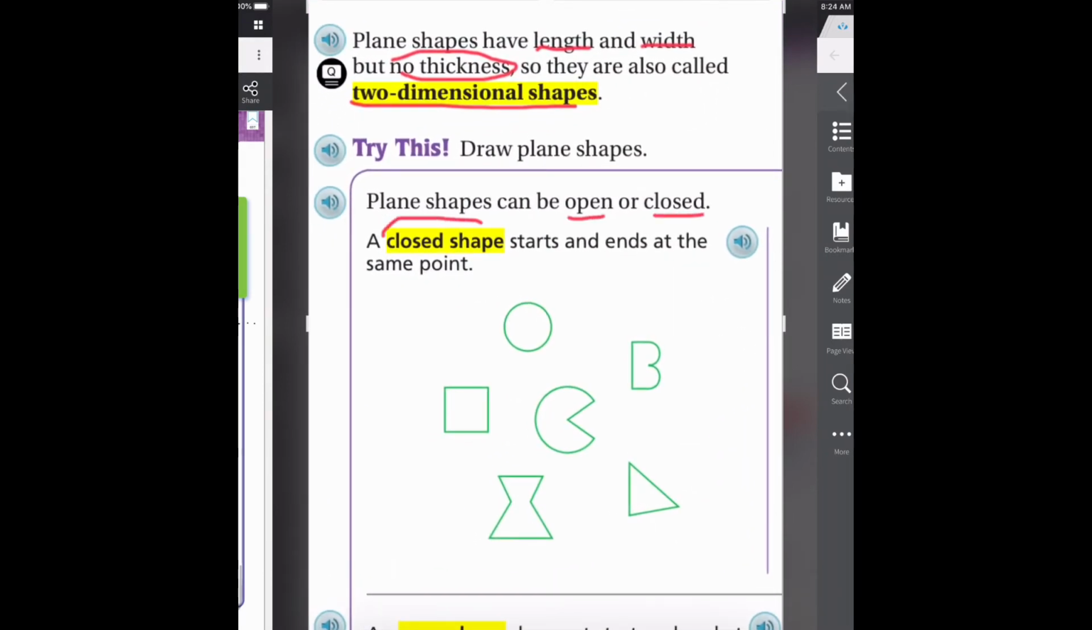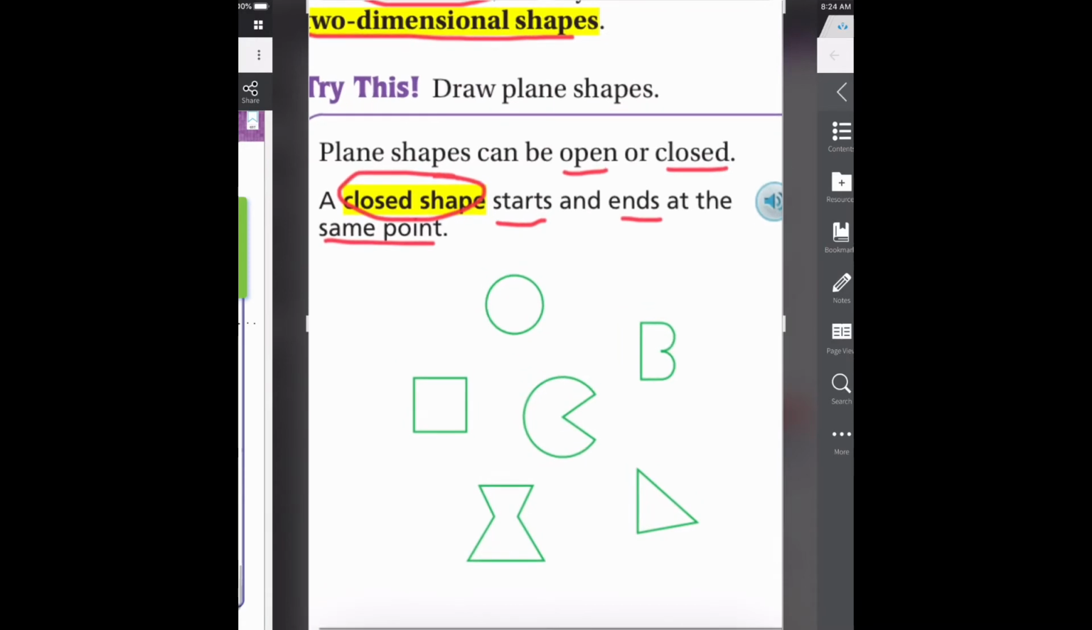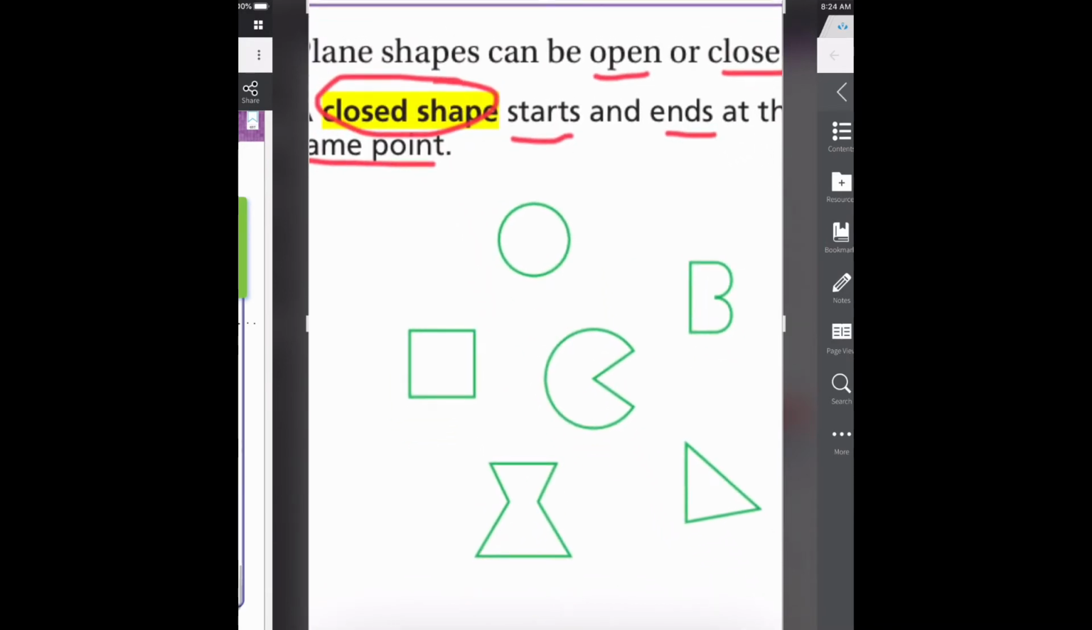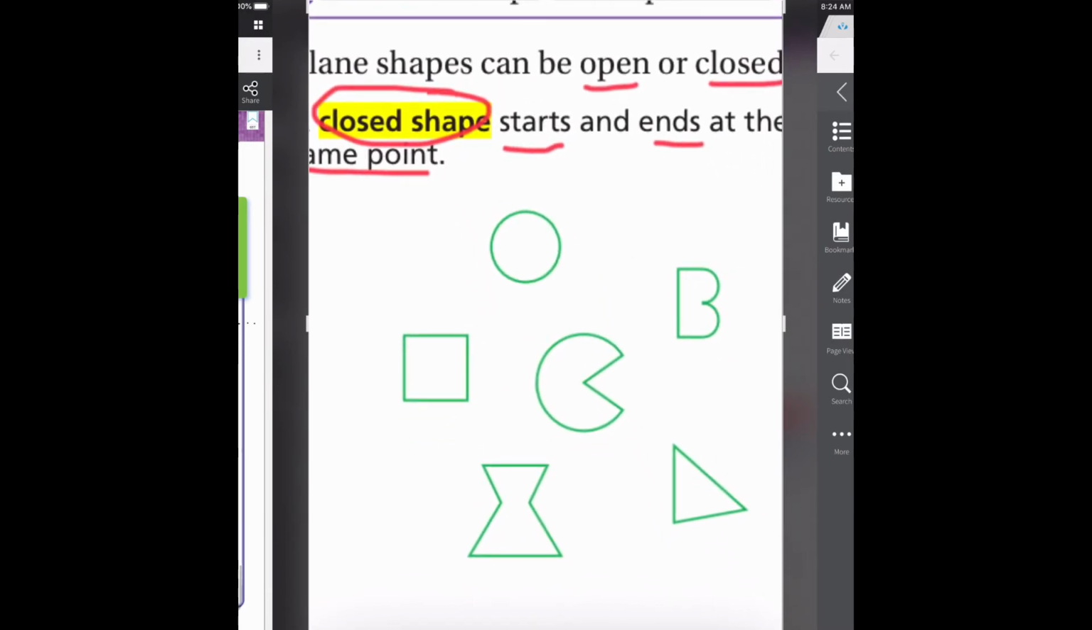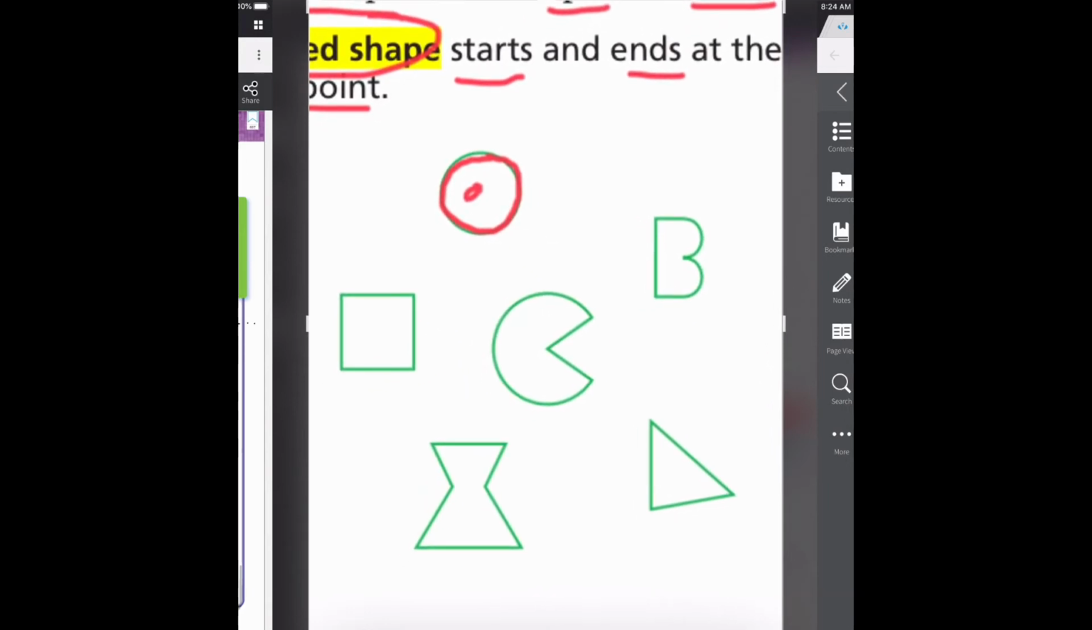So let's define a closed shape. Closed shapes start and end at the same point. Okay? So think about it like if it was a fence, a pen where you put a horse or something, or a fenced-in yard, and you have your animal in there. It won't be able to get out because there's no opening in these shapes. They're all closed up.